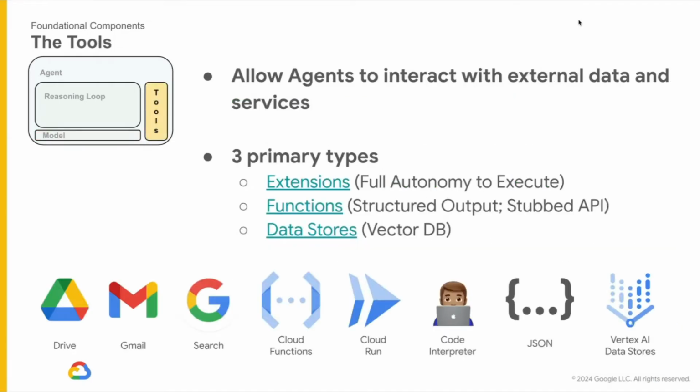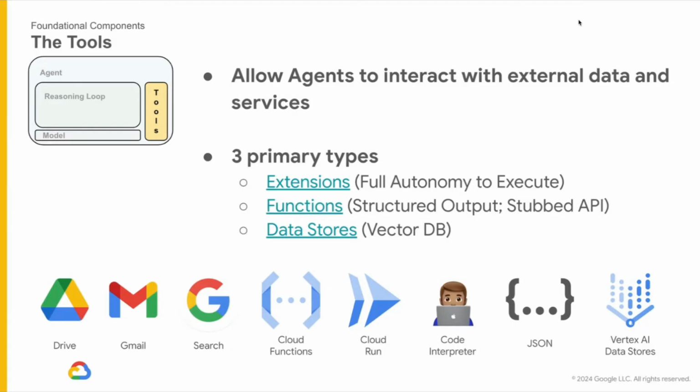The next thing to talk about is tools. So remember, tools allow our agents to interact with external data and services. The easiest way to think about this is just API calls, right? So we're giving our agent the ability to make API calls out into the rest of the world. Now, there are lots of different providers that provide different types of tooling that you can connect to your agent. At Google, we essentially like to look at these three types of tools.